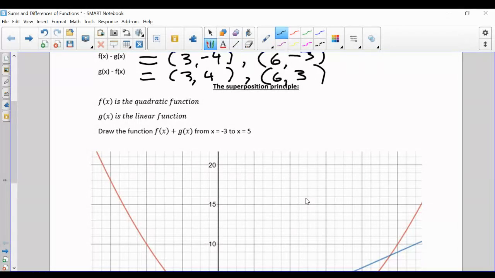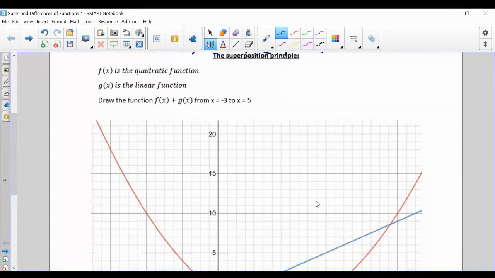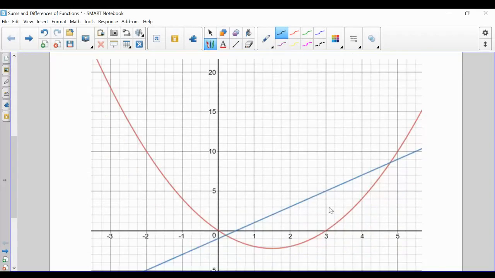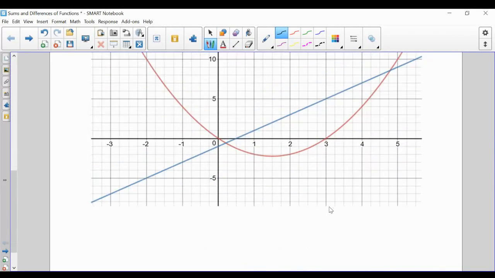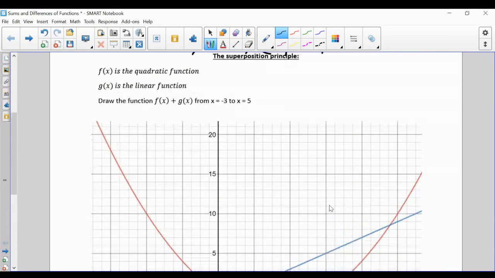All I'm giving you is the picture and asking you, with the picture, to either add them together, subtract them from each other, et cetera. So this first one that we're about to do, and I'm going to do the first few points with you, is I'm going to add f of x plus g of x, right?